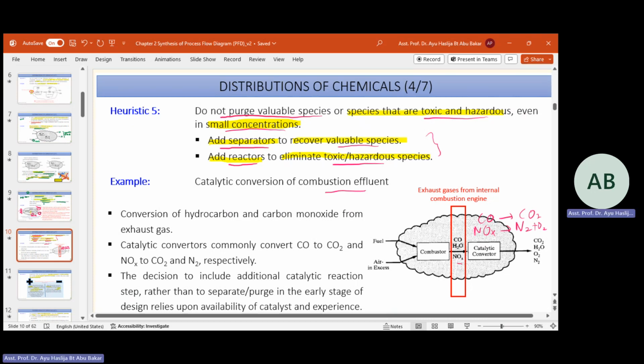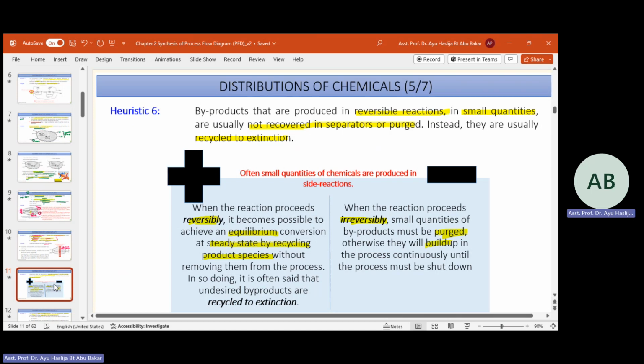Any questions so far? We are at step 2 only, distribution. Have 3 more main steps on the process synthesis. Okay, any more questions? Okay, if no questions, I stop here. Tomorrow, I will continue on this heuristic 6.